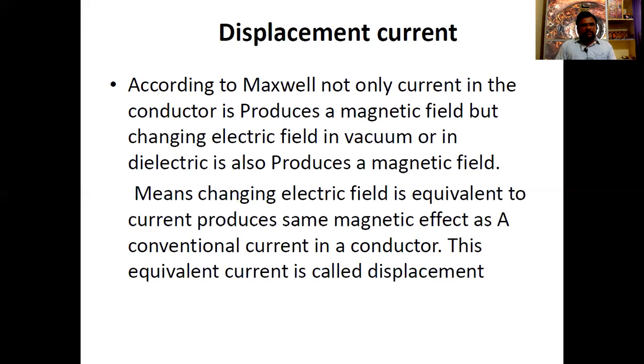According to Maxwell, not only does the current in the conductor produce a magnetic field, but a changing electric field in vacuum or in a dielectric also produces a magnetic field. The meaning of that is that a changing electric field is equivalent to a current that produces the same magnetic effects as a conventional current in a conductor. That particular current is called displacement current.